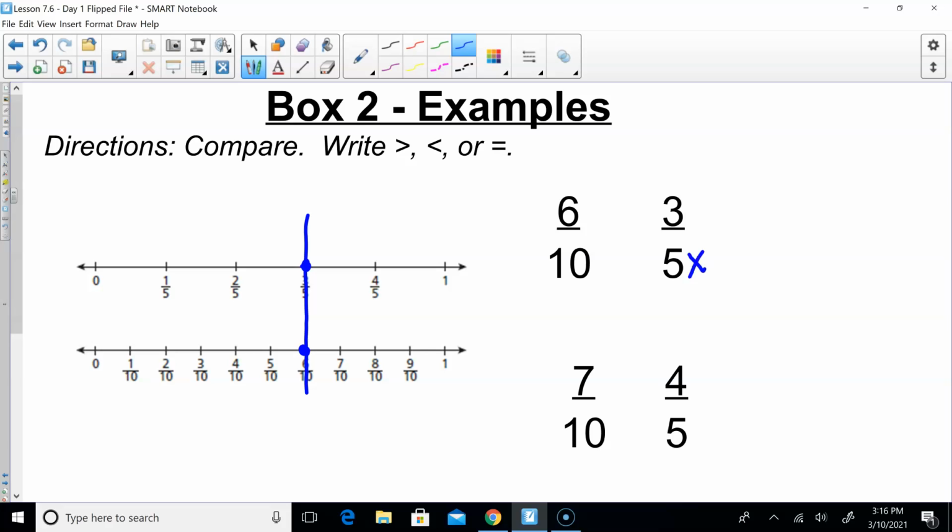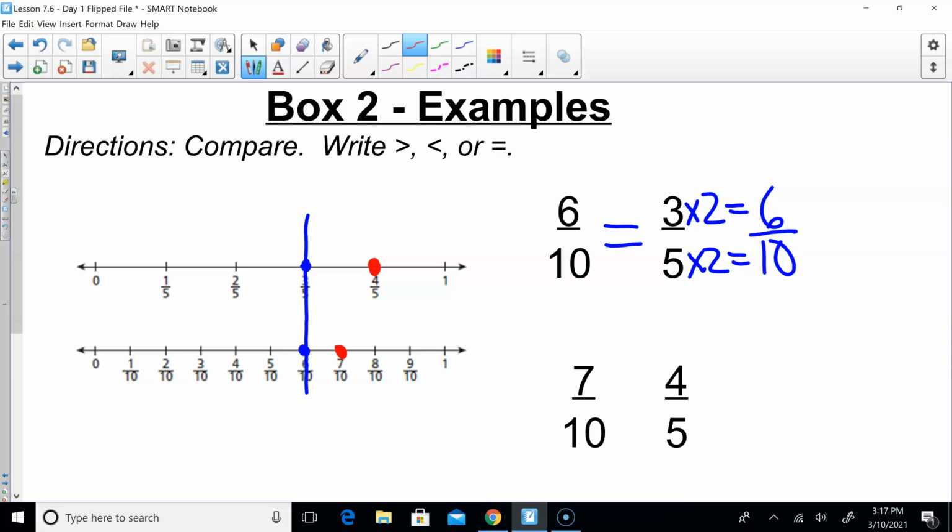Well, 5 times 2 and 3 times 2 equals 6/10. So 6/10 is the same as 6/10. So those would actually be equal. The next one, if we use the number line as well, we've got 7/10, and we've got 4/5, so we know that they're not equal.